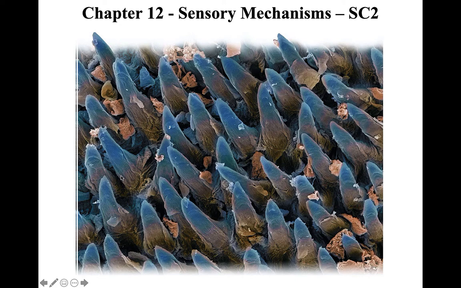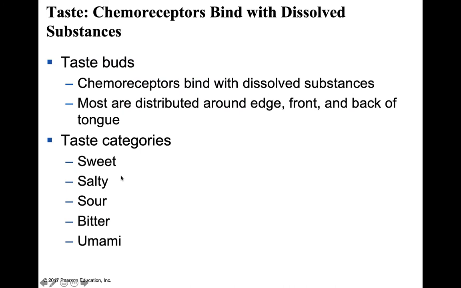Chapter 12, Sensory Mechanisms, Screencast 2. Now, this is the shortest of the 4 screencasts, and it's focusing on 2 senses, those of taste and smell. And these are addressed at the same time because there is a relationship between the two.